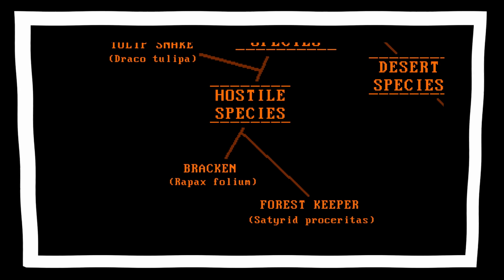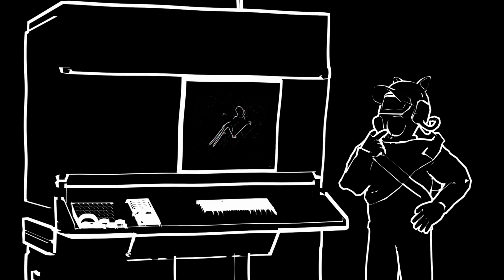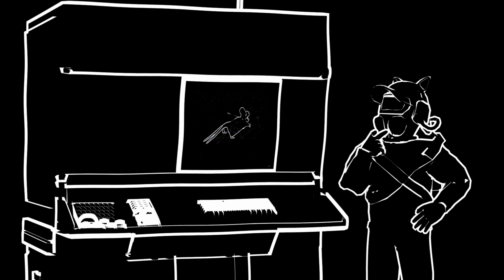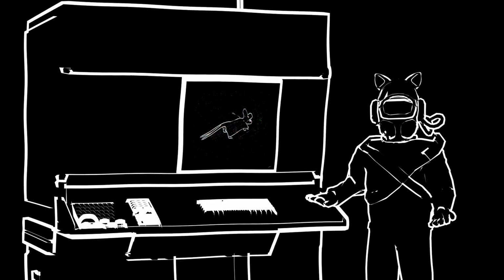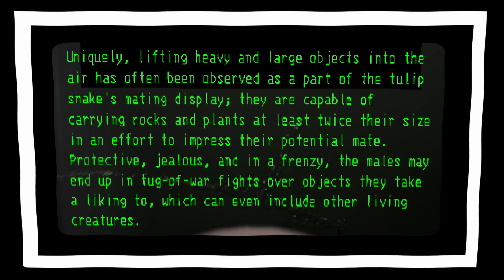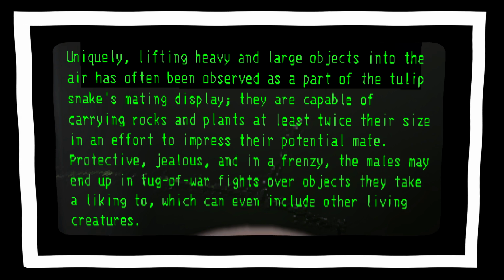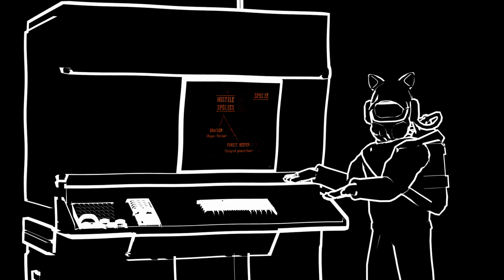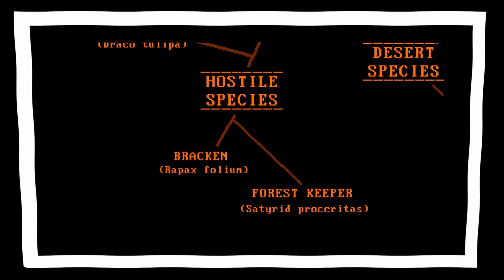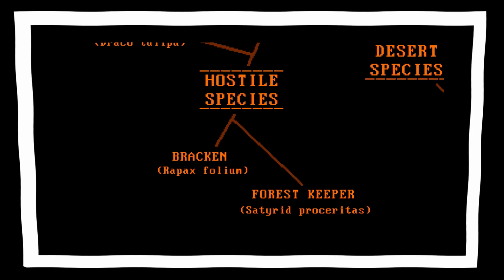Then we go down to hostile species. Tulip snakes obviously can get you killed in extreme circumstances, but are not trying to kill you. They're trying to do a mating ritual. In the bestiary, it said that it's sort of like a mating ritual to try and impress a potential mate with how far they can carry you, but hostile species are genuinely trying to kill you, and this includes the bracken, Rapax folium, and the forest keeper, which is Satyrid proceratus.